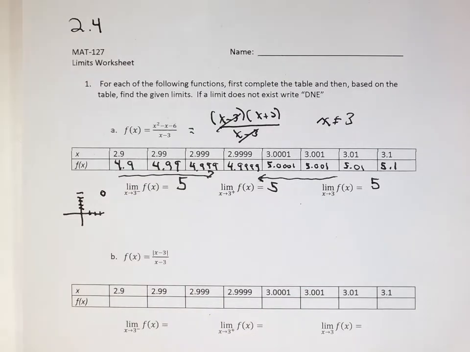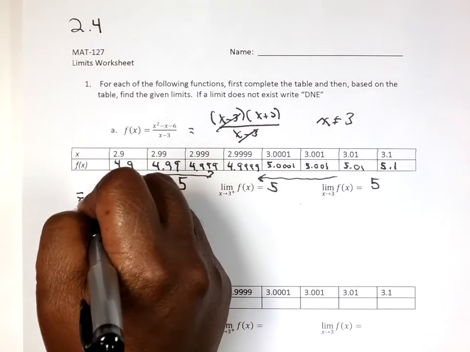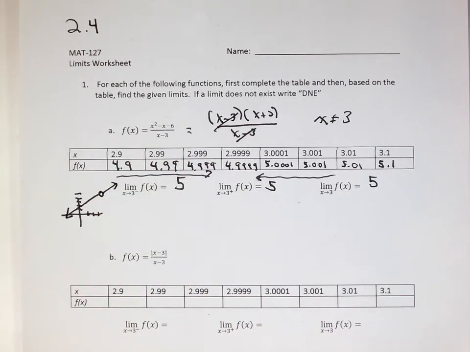If you were to graph this, I would have to have a hole at (3, 5). But really, it's just x plus 2, because of the way that it simplifies out.